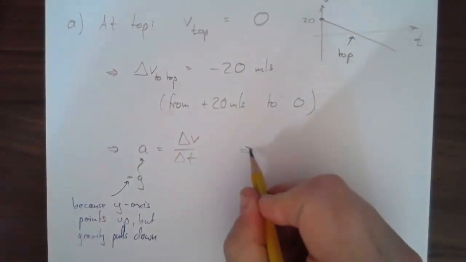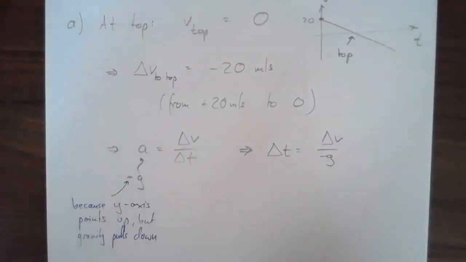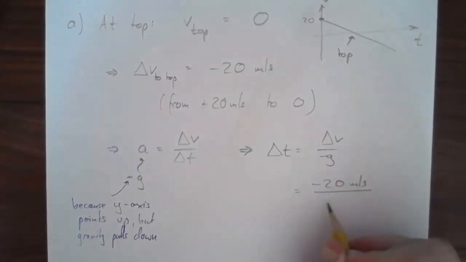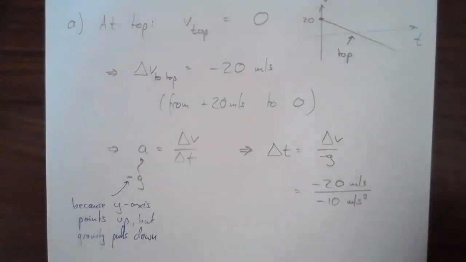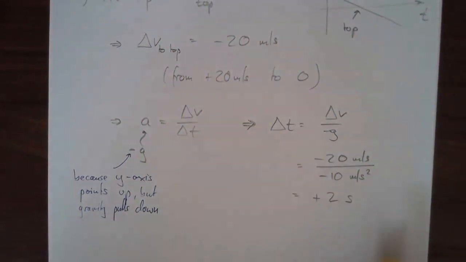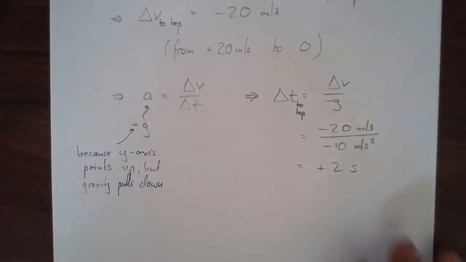Okay, so we've got this, therefore I can say delta t is delta v over minus g. Now g is 10, I know it's 9.8, I don't care, it's 10. And so that's minus 20 meters per second divided by minus 10 meters per second squared, which comes to plus 2 seconds. Minus cancels the minus, that's how we end up with plus. 20 over 10 is 2, and meters per second over meters per second squared, the meters per second cancels, but then there's 1 over seconds left, or 1 over seconds in the denominator, which is the same as seconds. Just as if this were some variable or some numerical value. So this is my time to the top, it's 2 seconds. How high is that up?